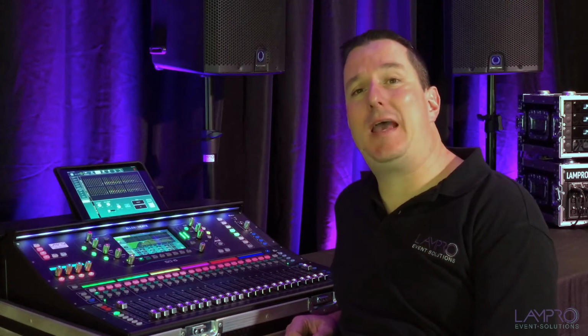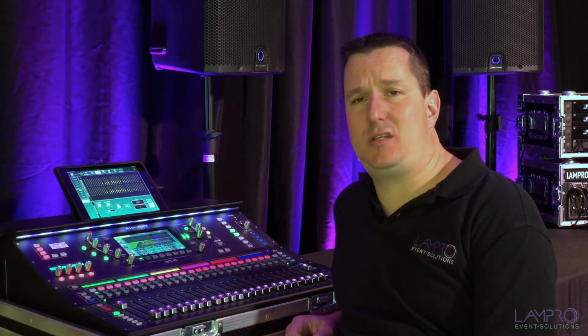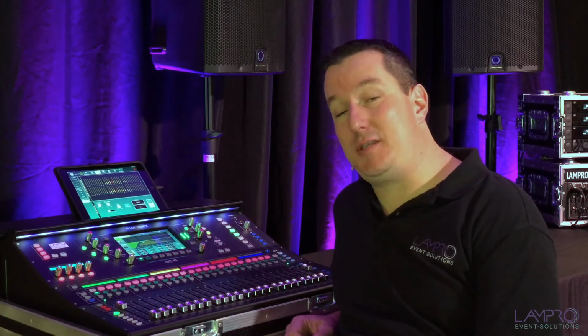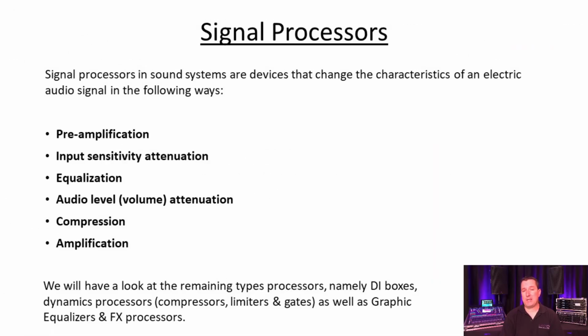Right, let's quickly have a look at the different kinds of processors so we can get into the practical side of processing with the SQ6. As was mentioned in the previous session, signal processors in sound systems are devices that change the characteristics of an electric audio signal in the following ways: preamplification, input sensitivity attenuation, equalization, audio level attenuation, compression, and amplification.